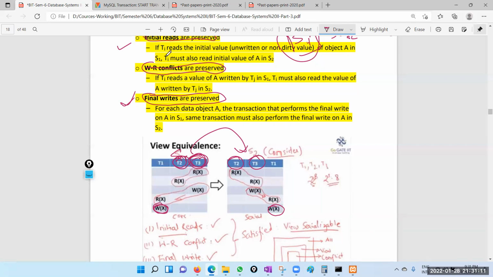So then write read conflicts are preserved. So this is read read. This is read write. This is a write read.